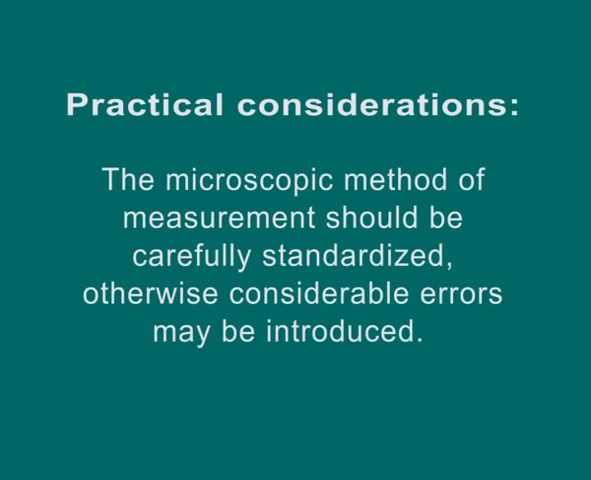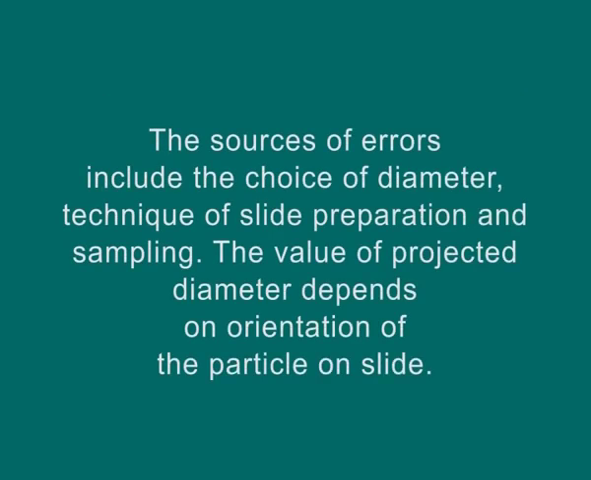Some practical considerations: the microscopic method of measurement should be carefully standardized, otherwise considerable errors may be introduced. The sources of errors include the choice of diameter, technique of slide preparation and sampling. The value of projected diameter depends on the orientation of particles on the slide. The diameter obtained in this method is actually the diameter of the circle whose area is equivalent to the projected area of the particle. The diameter is estimated using a graticule which is used in the microscope eyepiece.